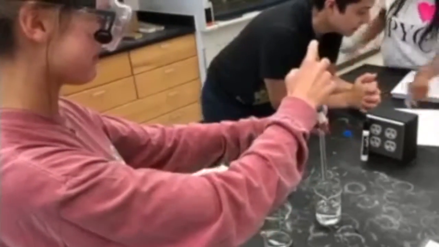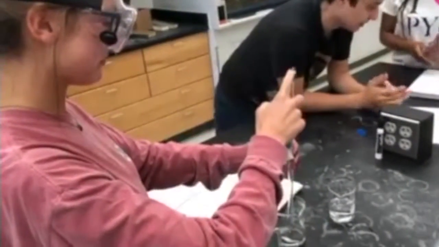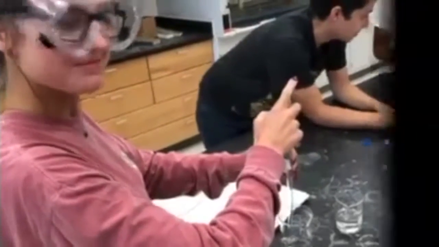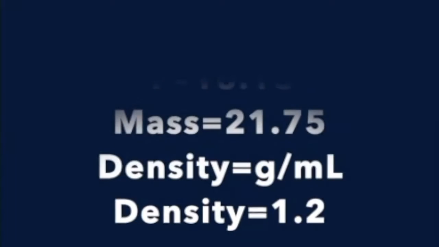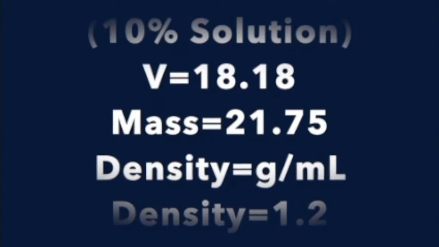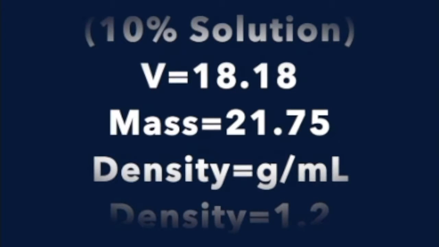Then we dilute the 20% solution to a 10% solution by adding 9.09 milliliters of water, which is the same volume as the sugar solution. So now the volume is 18.18, and we find the mass the same way as before, and so that equals 21.75, and that means the density is 1.2.